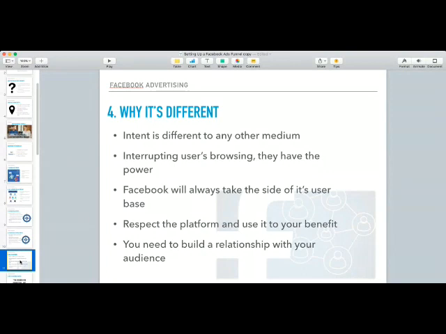And they know that if they alienate their user base, then they'll leave the platform. So they're always trying to make the best browsing experience for their user base. So if your ads aren't relevant to them, they simply won't show them. And I've actually seen that before.